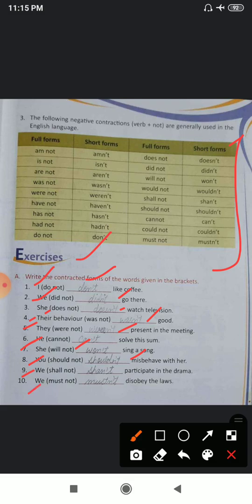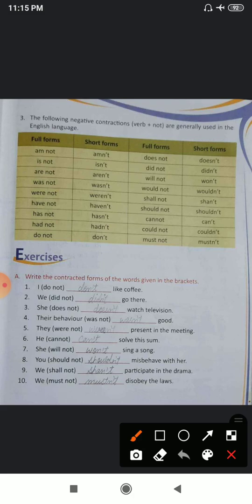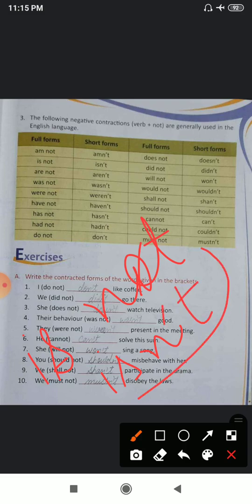Now, number 10. We must not disobey the laws. In each and every word, how are you going to make it contracted? Again, I am saying is not. Then it will be is N. We will just remove O, and in place of O we will use this apostrophe and then T. So the contracted form will be isn't, like this.